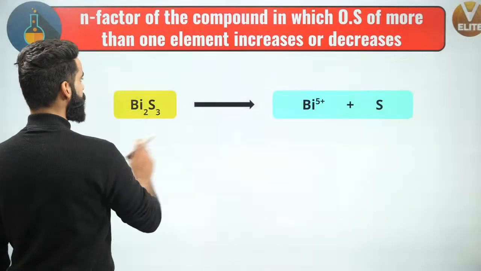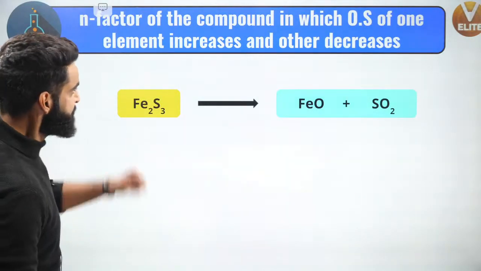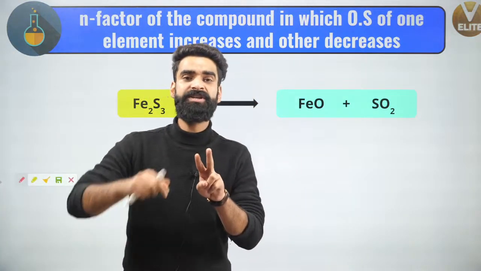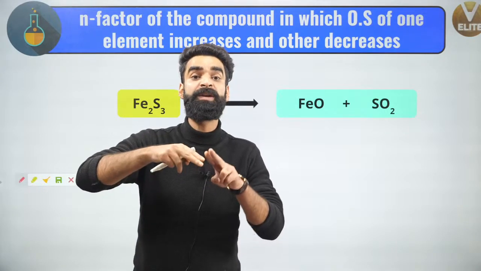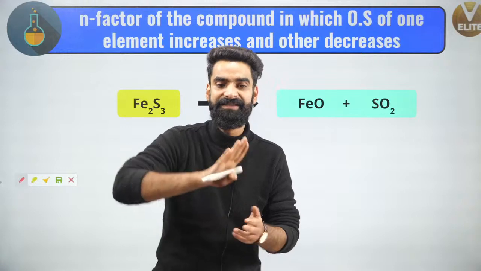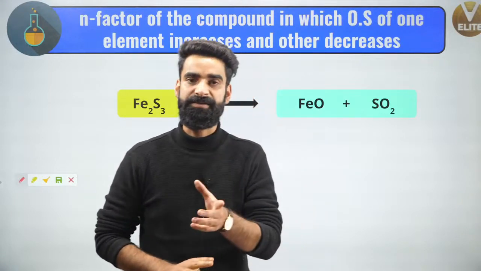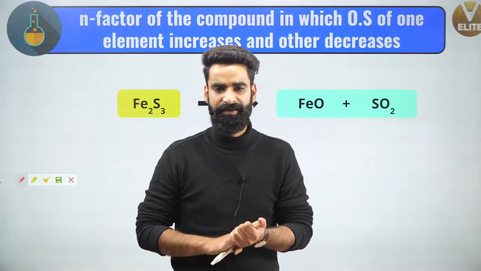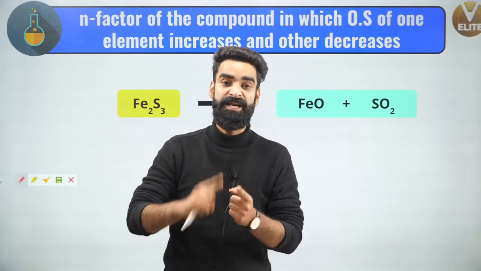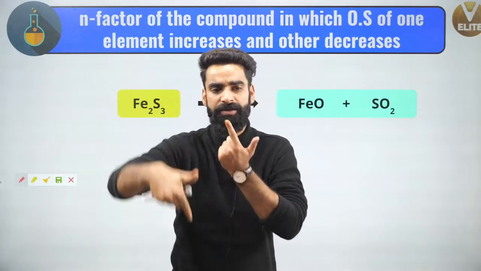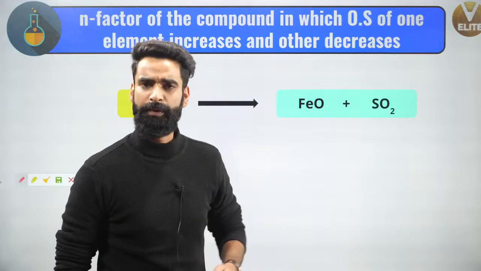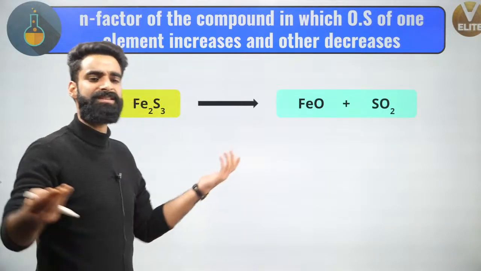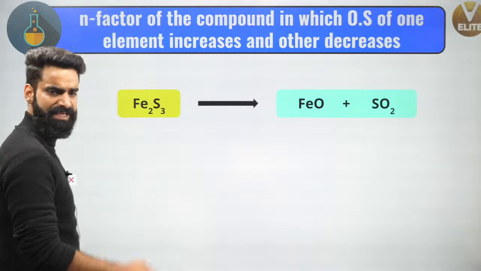All right, moving on. Now. Till now, we talked about those substances in which the oxidation state of more than one element was either increasing or decreasing simultaneously. Now we are going to talk about those substances in which the oxidation state of one element will increase and another element will decrease. How do we calculate its N factor? Simple. In the earlier case, we used to add the two, N1 plus N2. In this case, we are going to subtract.